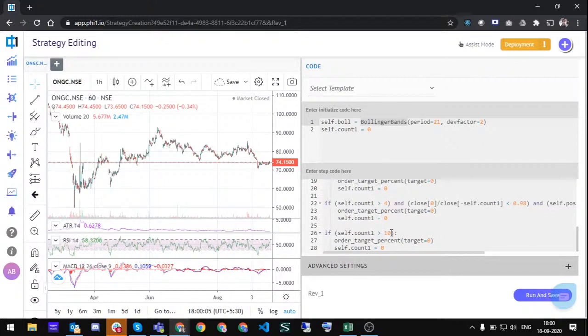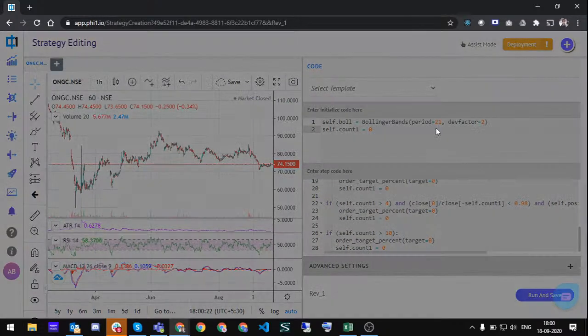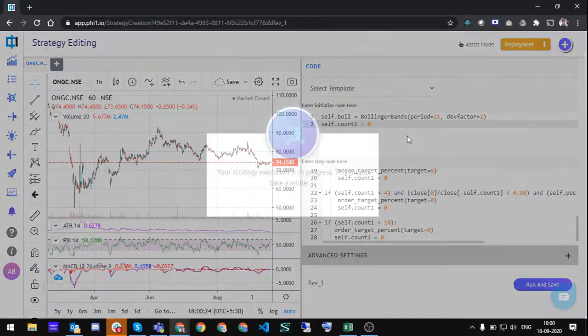And we also have an end bar. So if nothing happens by the 10th bar, then we square off, whatever the case may be. So that's the Bollinger Band strategy. We're running it only on Thursdays. We're learning through the week, and we're running it on ONGC on 1 hour bars.